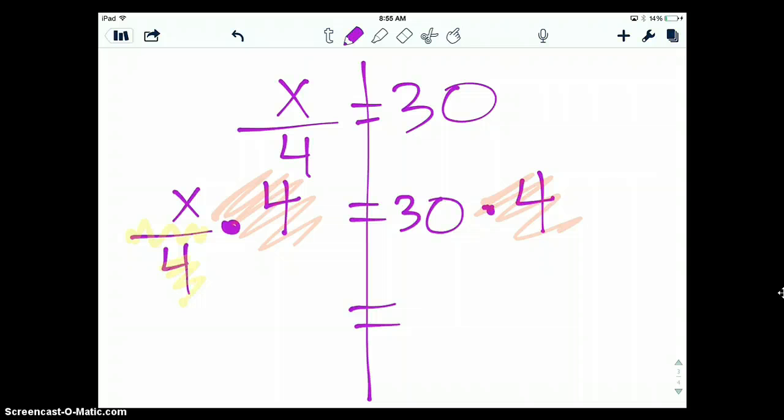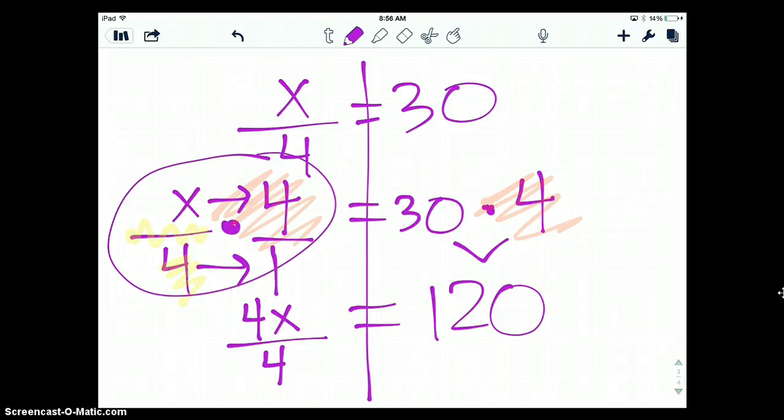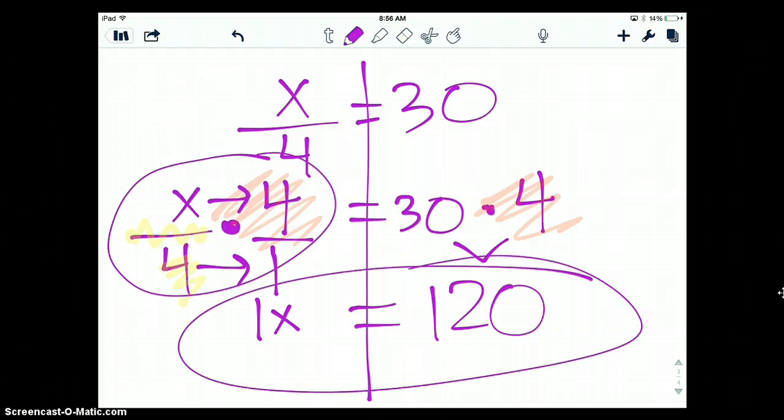And then, on this side, we know that's 120. And then, how do we simplify this? Well, 4 is a fraction. It's 4 over 1. And when I multiply across, I get 4 times x over 4 times 1, which is 4. And then what is 4 divided by 4? That's 1! So we get what 1x is worth, 120.